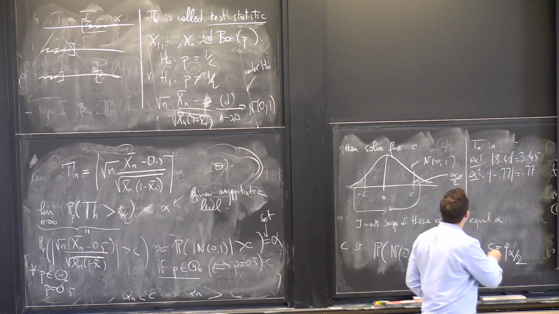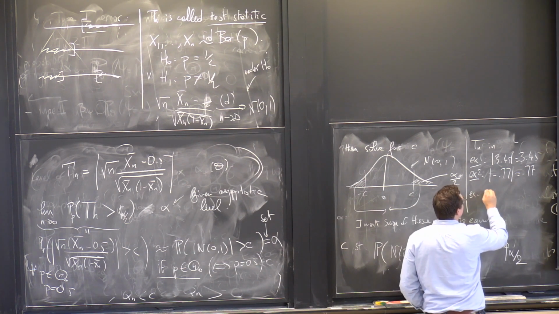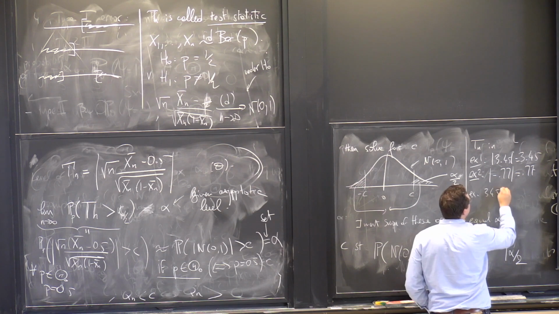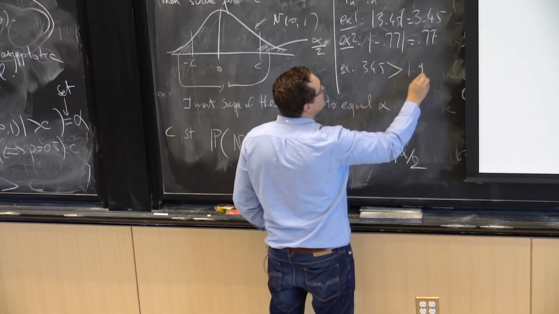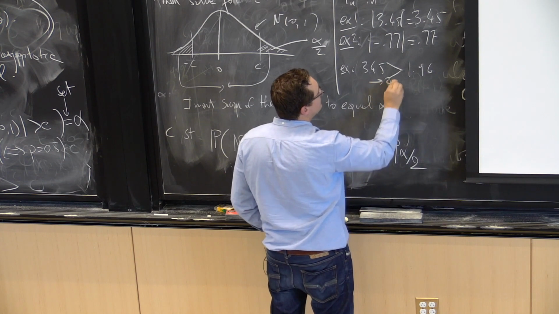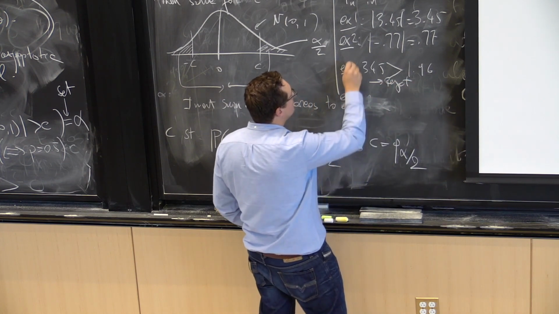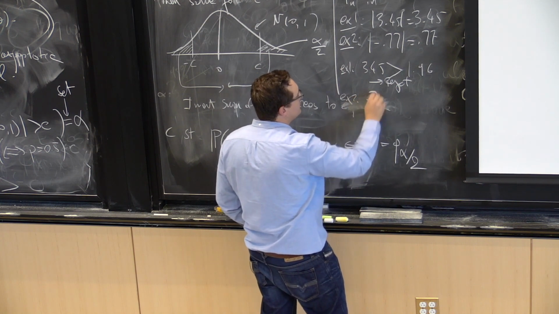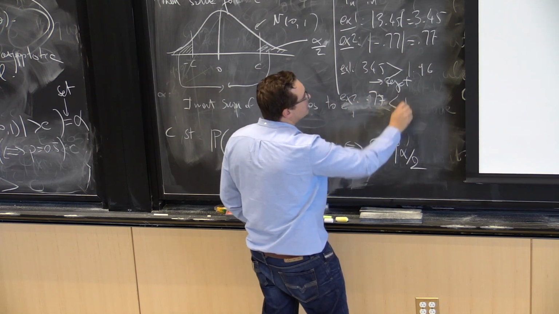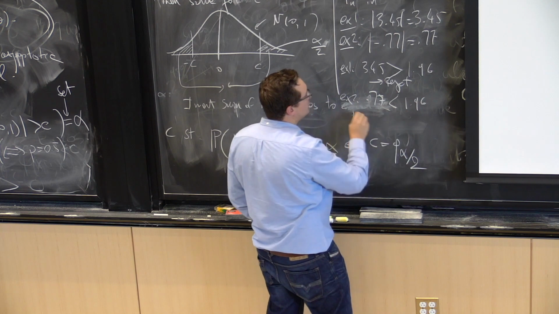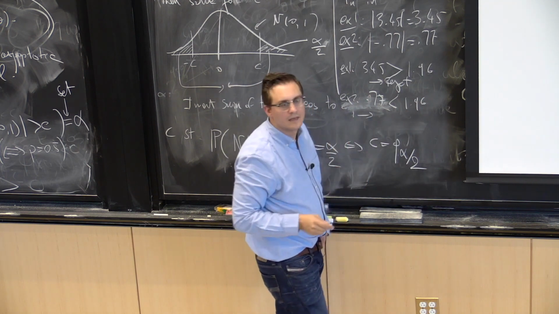Okay? So in example 1, 3.45 being larger than 1.96 means that I reject the fairness of my coins. In example 2, 0.77 being smaller than 1.96, what do I do? I fail to reject.